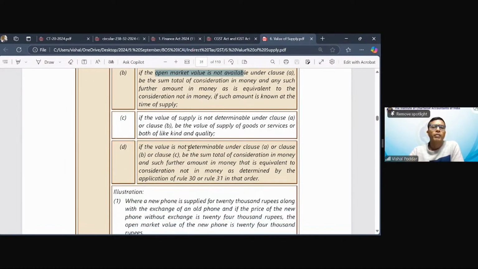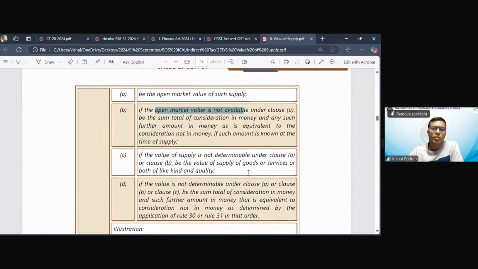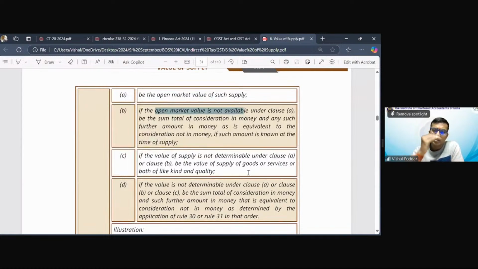And last, if the value is not determinable under clause A or B or C, it will be the sum total of consideration in money and such further amount in money that is equivalent to consideration not in money. You can ignore this. It means value as determined by application of rule 30 or 31. What is 30? What is 31? That we are going to see. But remember, this is the sequence which you have to compulsorily follow.